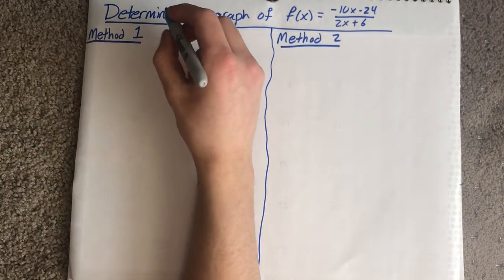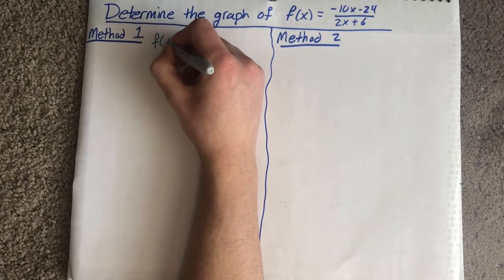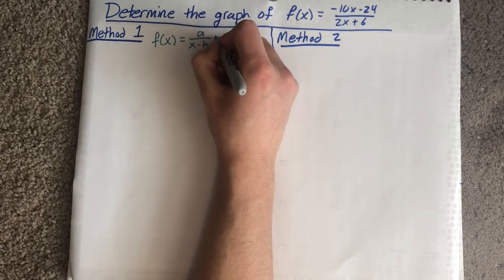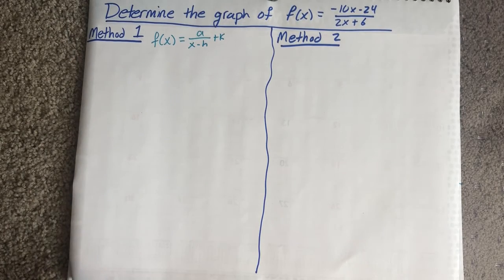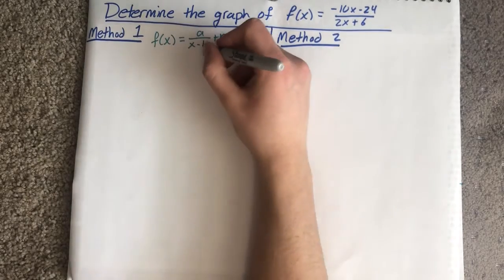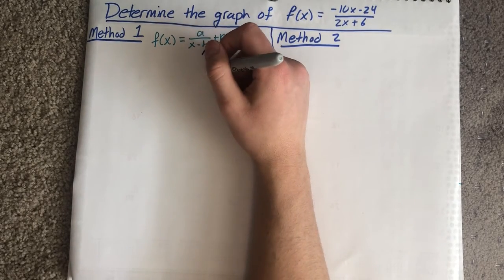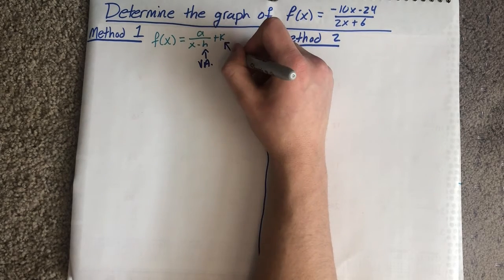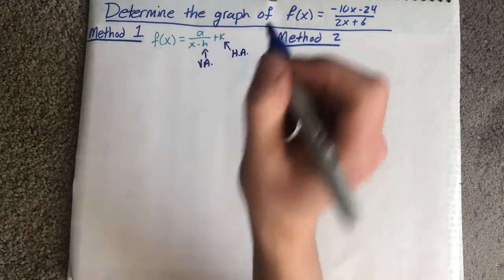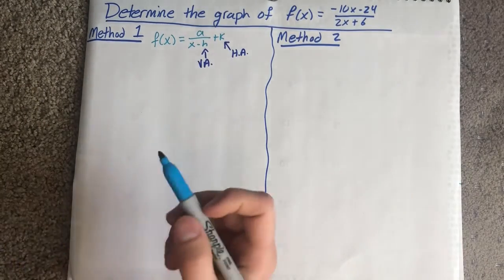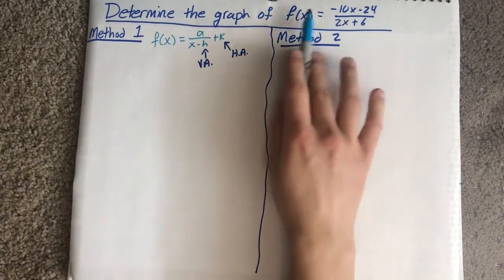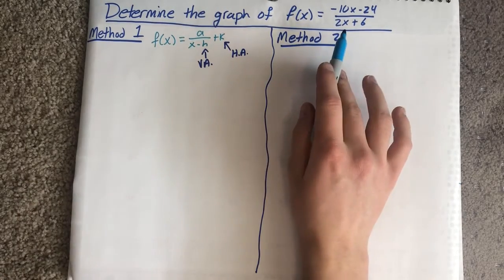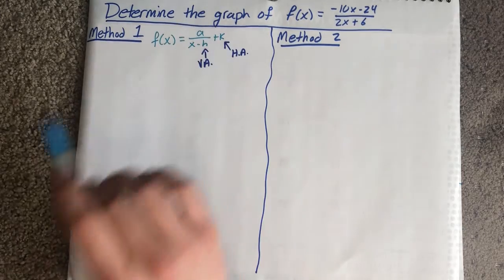Now method one is where we are going to put it into the form of f of x equals a over x minus h plus k. This is useful because remember that h tells us the location of our vertical asymptote. K tells us the location of our horizontal asymptote. Okay, so let's begin. How do I do this? Well, if you have a form where you have a binomial over a binomial, you can simply long divide this to get it into the form of this.